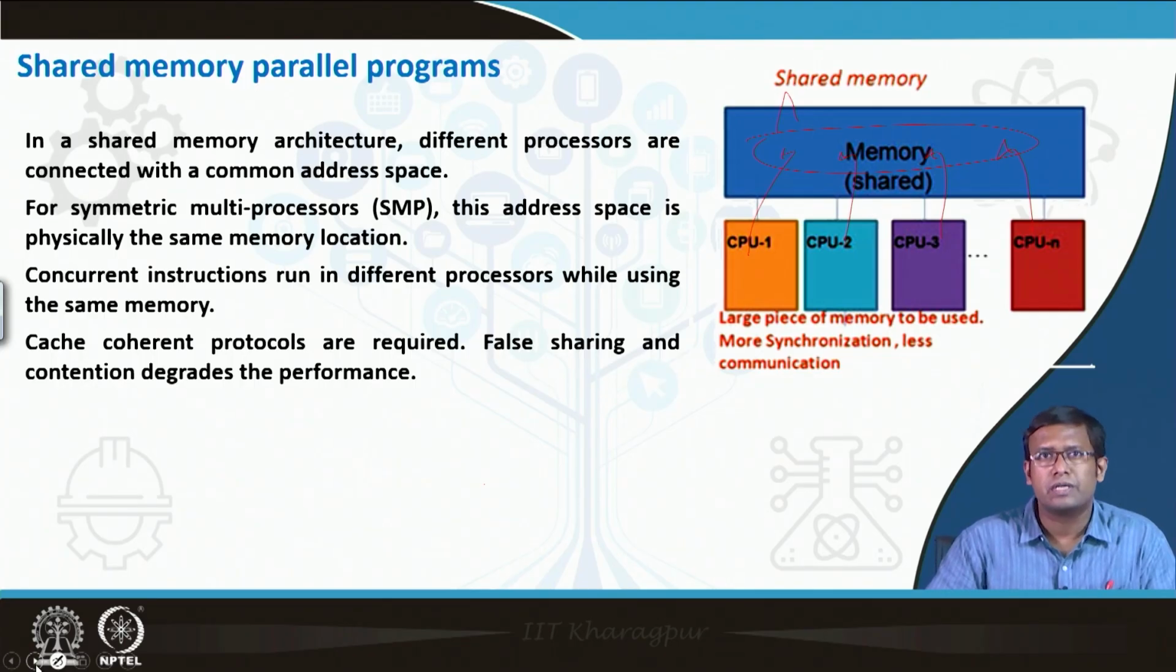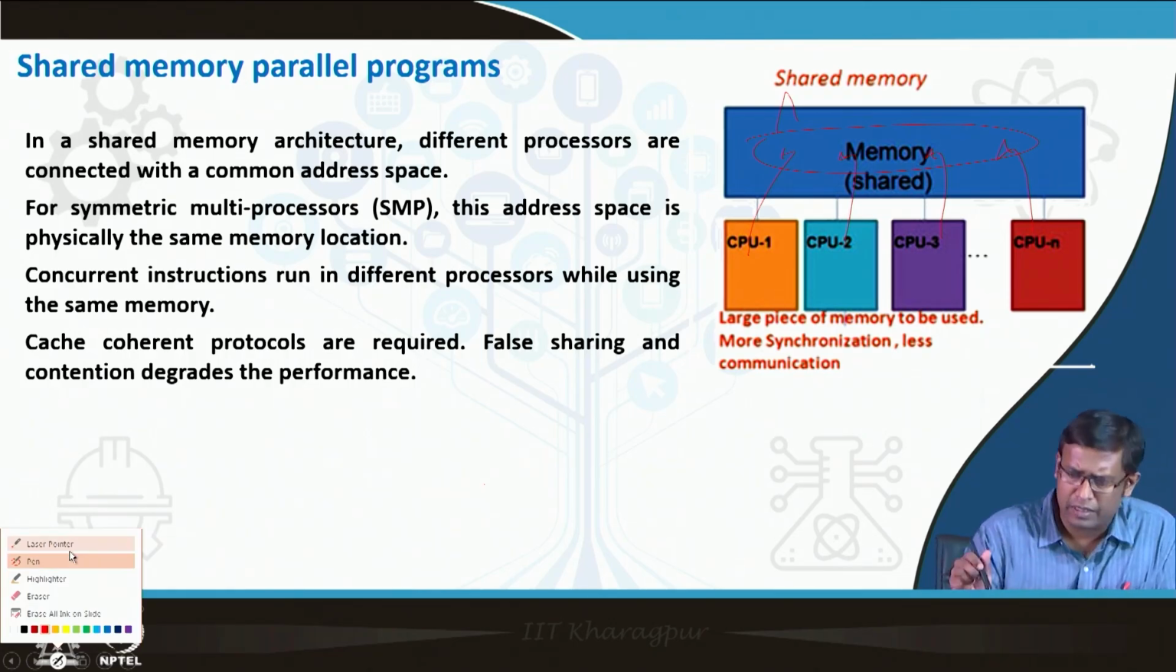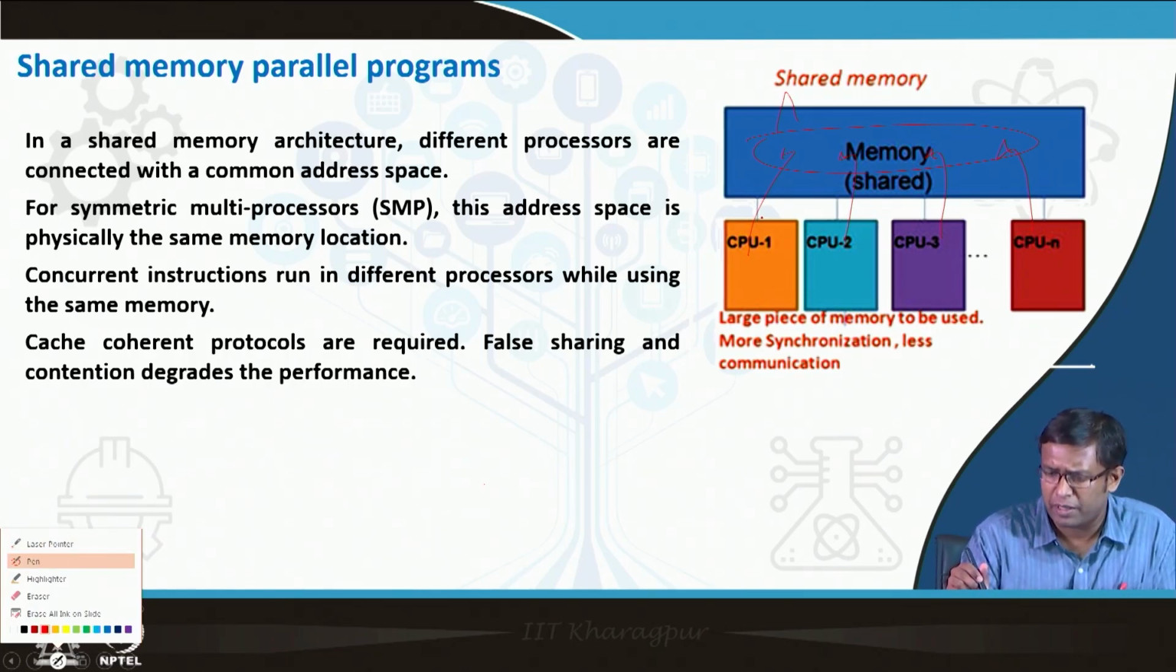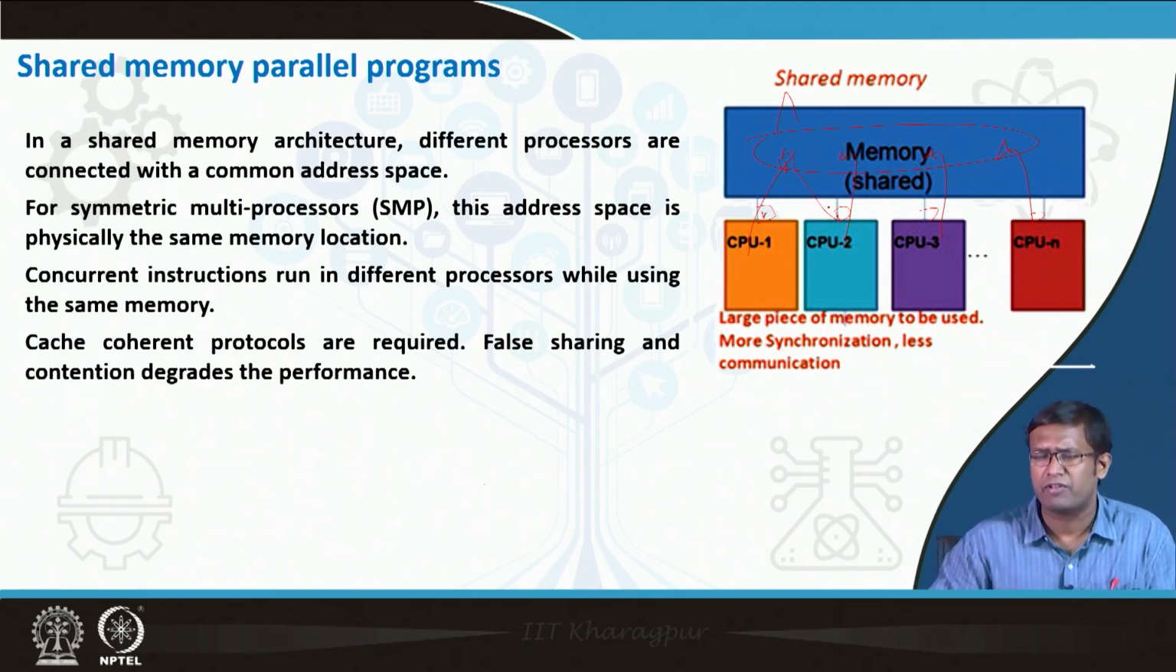Cache coherence protocols are required. This is very important. We have discussed cache coherency in detail earlier: if some part of A is updated by CPU 1, and all the processors have some cache, and this variable is also read by CPU 2, the update made on this variable by CPU 1 must be reflected in the cache of CPU 2.